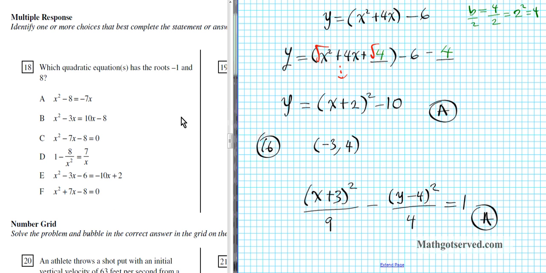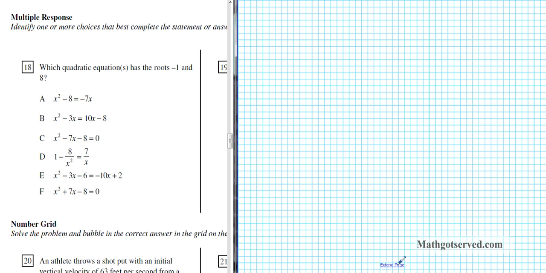Okay, we're going to jump to number 18. In number 18, we're asked to state which quadratic equation has roots negative 1 and 8. So if two quadratics have the same roots, then in standard form they must be identical. Okay, so we have 6 options. So how about we place all of them in standard form and see which ones are the same.